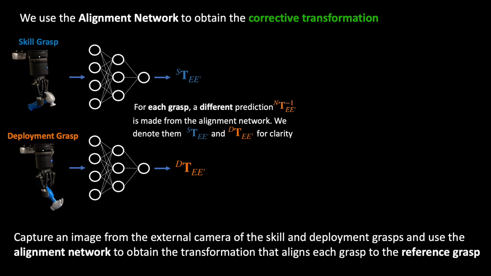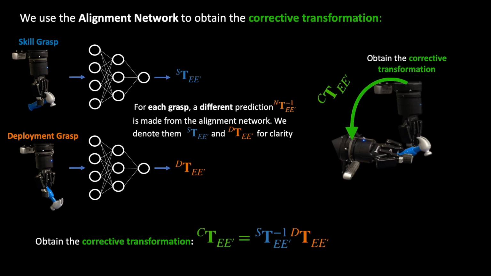Here, instead of denoting this transformation as NTEE prime inverse, as denoted before, for clarity, we denote it as STEE prime. Then, for a novel deployment grasp, we also perform the same process and obtain the transformation that aligns the deployment grasp to the reference grasp. We denote it here as DEE prime for clarity. Finally, by multiplying these two, we obtain the corrective transformation which we leverage to adapt the trajectory of a skill to a novel deployment grasp.